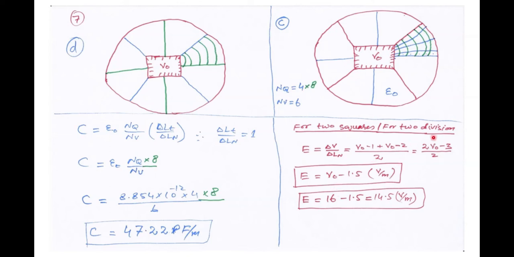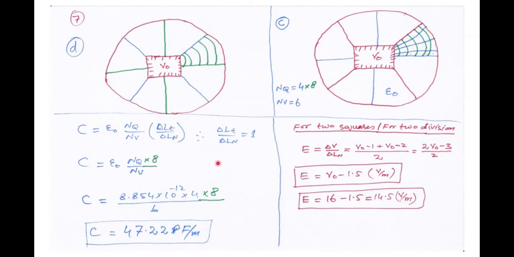After some mathematical manipulation, we come across this formula, that is E equals V naught minus 1.5 volt per meter. For instance, if the potential on the inner conductor is 16 volt, then we obtain the electrostatic field to the right side of the inner conductor in 2 curvilinear squares equal to 14.5 volt per meter.